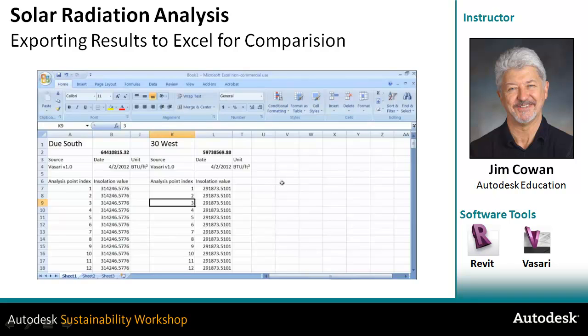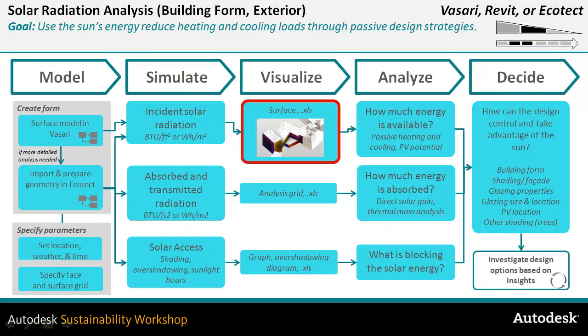In this example, what you're looking at is how much energy you get if you face a building surface due south, 30 degrees west and 30 degrees east. So you're able to visualize in that spreadsheet exactly what the total energy is on surfaces of the model and what the consequences are of changing something like the orientation of the building.